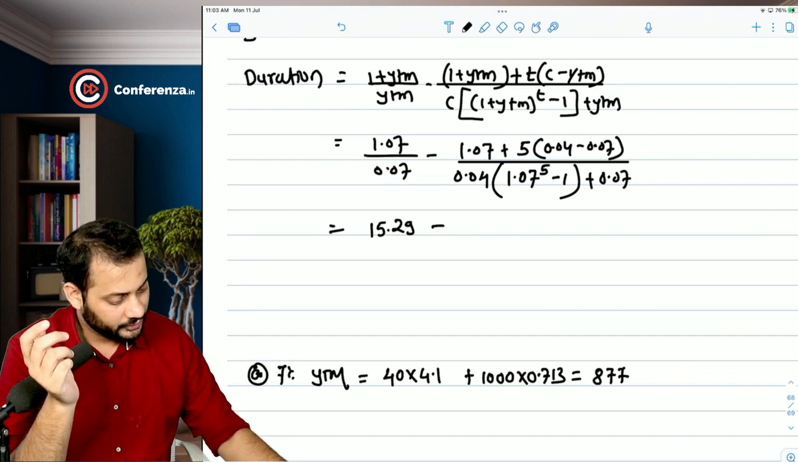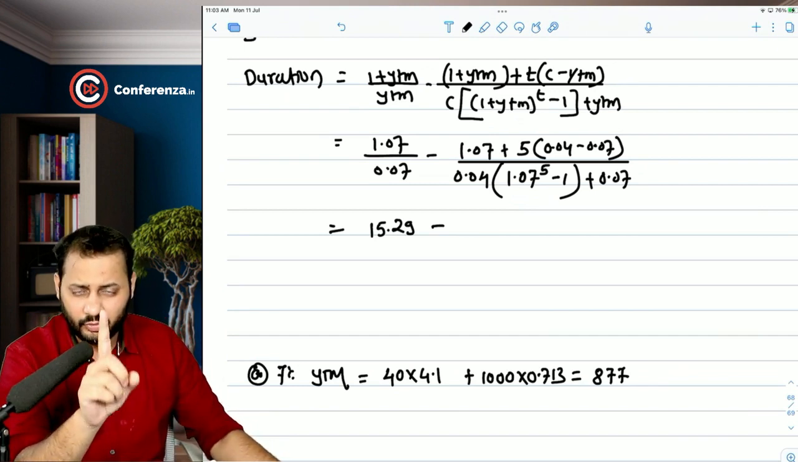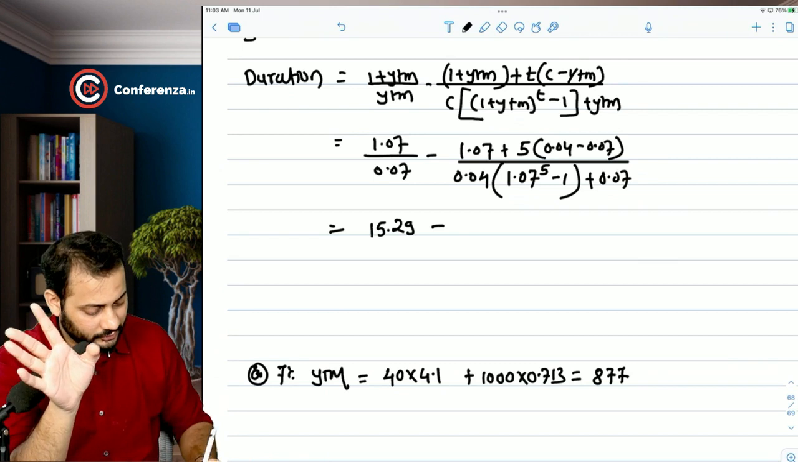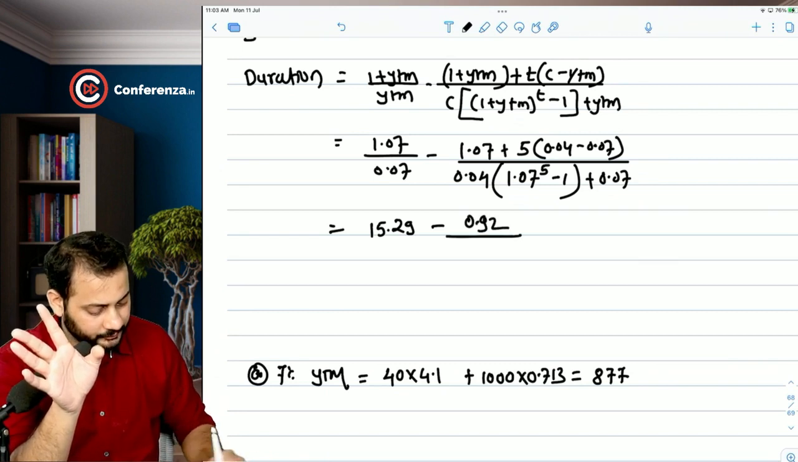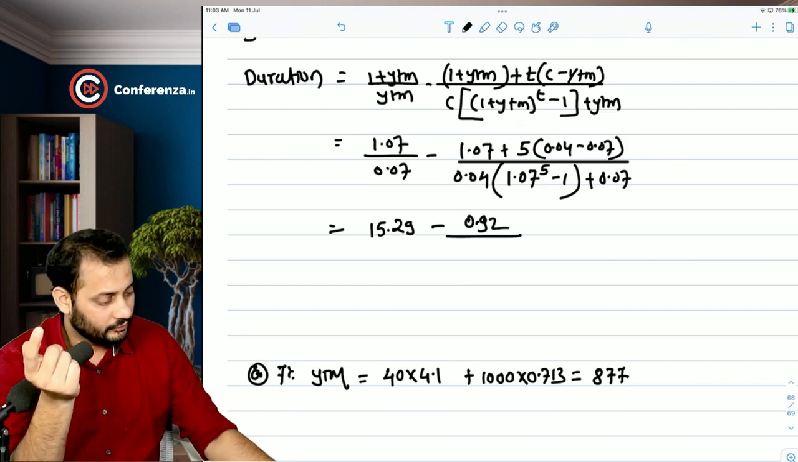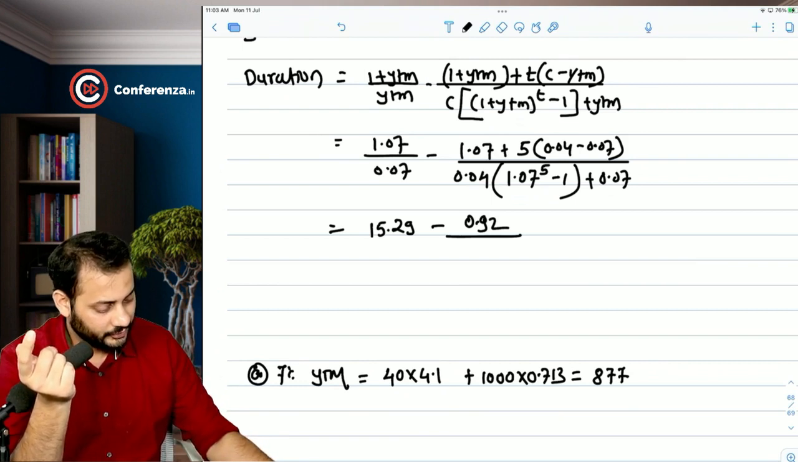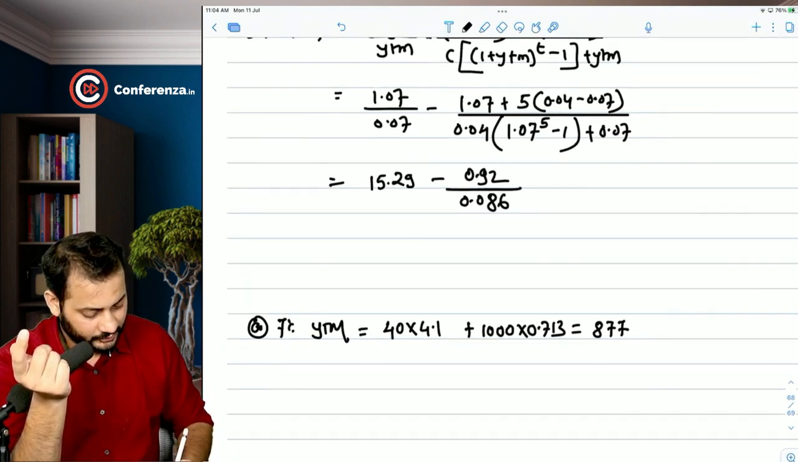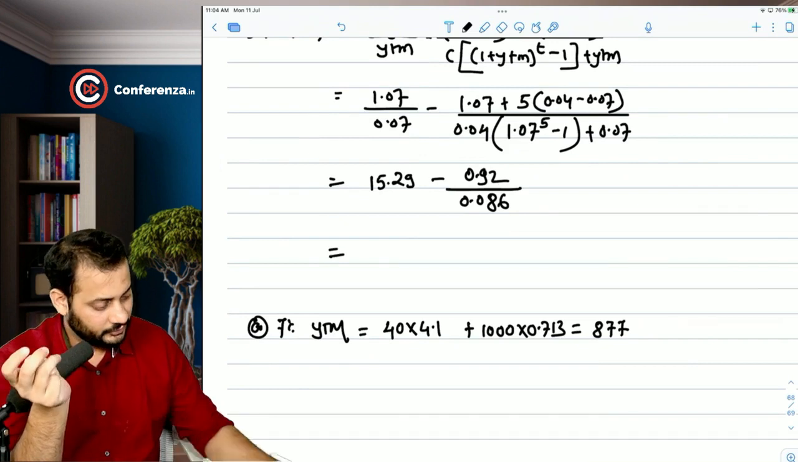0.04 minus 0.07 will give us a negative figure. Coupon rate minus YTM will give us a negative figure, multiplied by 5, and then plus 1.07. So the numerator will give you 0.92. Then 1.07 to the power 5: 1, 2, 3, 4, 5. 1.07 to the power 5 minus 1, into 0.04 plus 0.07. That's the denominator. Okay, let's solve it fast now.